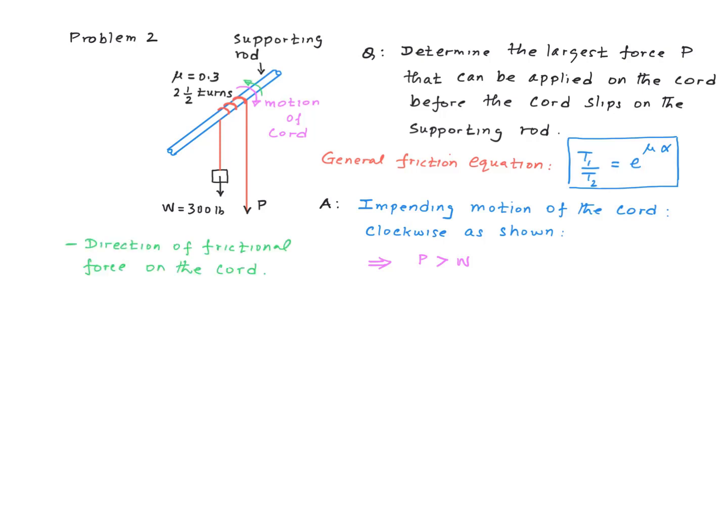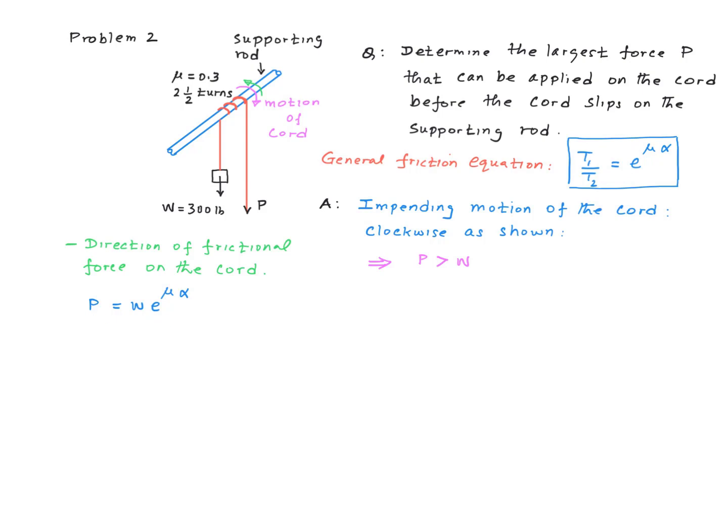The frictional force on the cord is going to be resisting this impending motion, and therefore the direction of the frictional force on the cord is going to be this one right there, the one shown by the green arrow. This tells us that P consists of both the frictional force and the weight W, and therefore P is greater than W. Now applying this general friction equation, we have this.